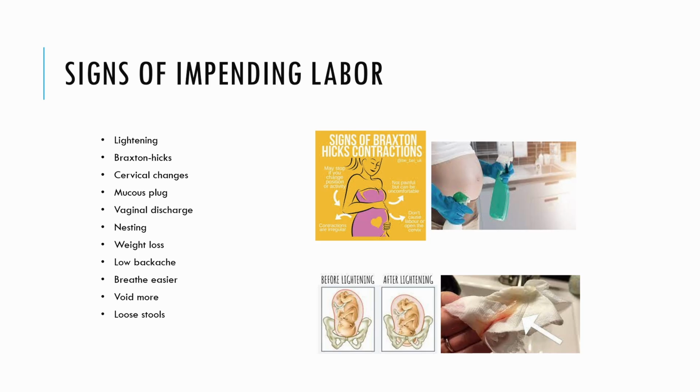She can breathe easier, especially after lightening occurs, when that baby falls down lower in her pelvis. It's not up into her diaphragm, or doesn't feel like it's up in her lungs. And she's going to now have to pee more because that baby's really right on top of that bladder, causing frequent urination.